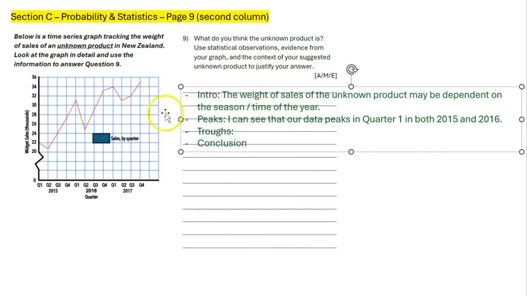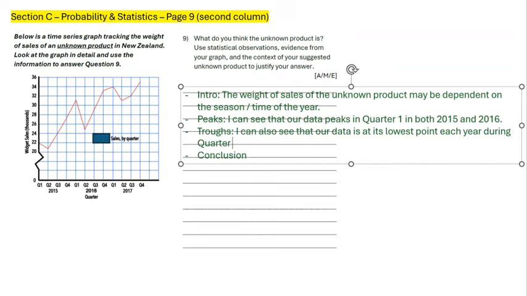I can now talk about the troughs. And we can see quarter two down there is pretty low, quarter two down there is pretty low, and yet again up there, quarter two is low. So I can see there's a clear trough every quarter two. So I can also see that our data is at its lowest point each year. Oh, whoops, I forgot. Each year during quarter two. We see this in all 3 years on our graph. So again, I've got more evidence from there.